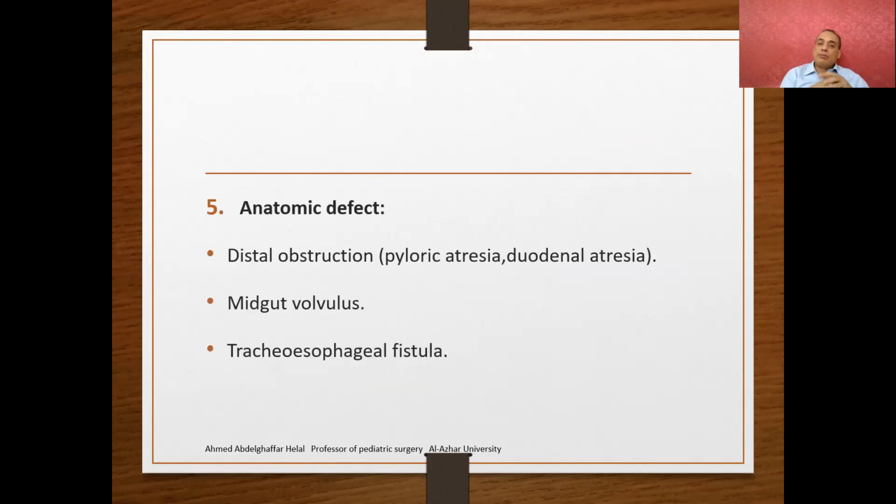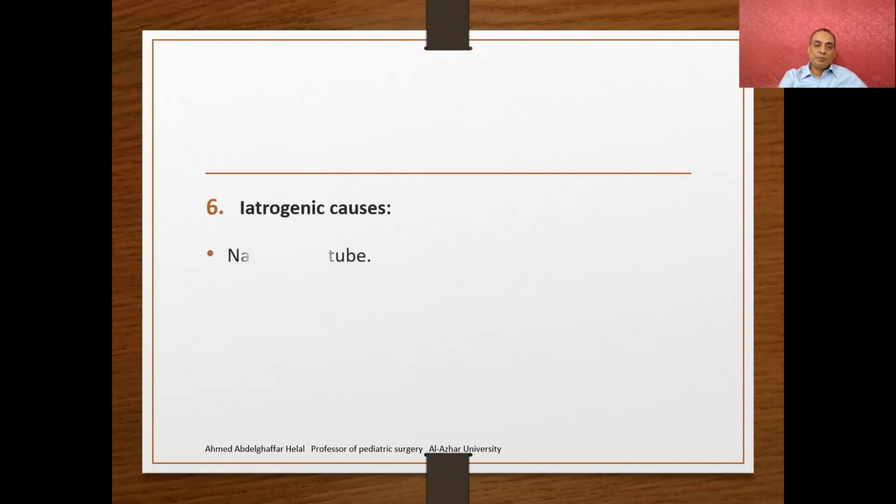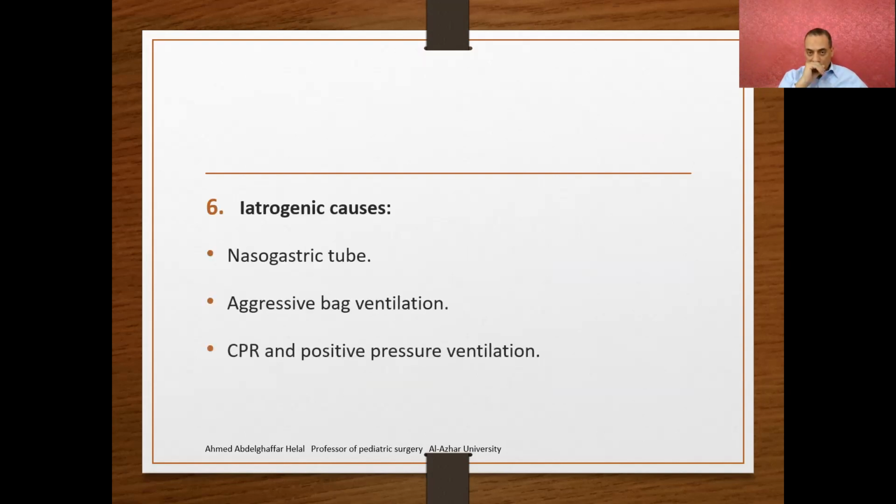Associated defects may predispose to perforation, like distal obstruction. If the baby has pyloric atresia, duodenal atresia, midgut volvulus, some cases of tracheoesophageal fistula, or very rare congenital deficiency of the gastric muscles, all these anatomical defects may be a risk factor and predispose to gastric perforation. Iatrogenic causes, not only the nasogastric tube, may be aggressive bag ventilation, CPR, and positive pressure ventilation, which may lead to gastric perforation. Also, perforation may happen during surgery.